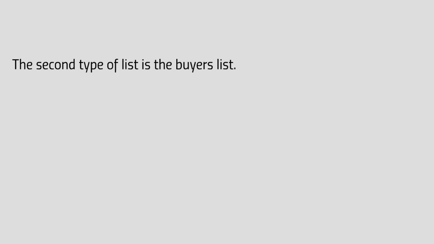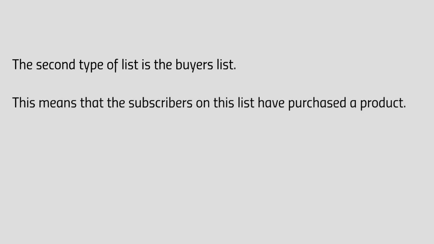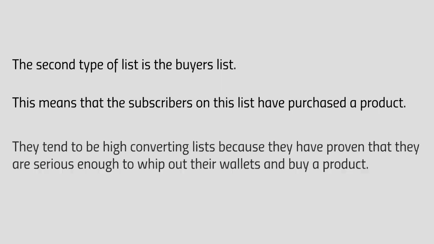Now, the second type of list is a buyer's list. This means that the subscribers on the list have actually purchased a product. So say, for example, somebody lands on your sales page and you're selling them something like a $7 or $17 item or whatever price point it is. They buy it and are added to your list. So that is basically a buyer's list.